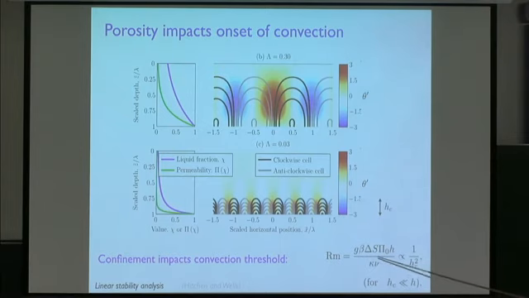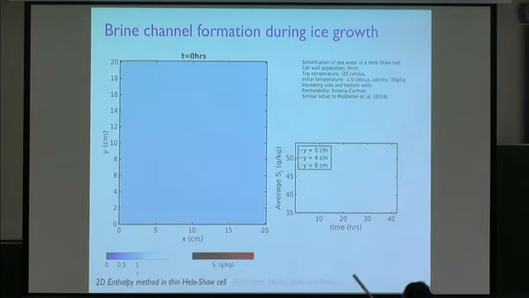Because of the time, I'm not going to go into details of describing where this comes from, but it actually shows some dependence on the thickness of this confining region. So we're hoping to use this to inform parameterizations of brine rejection.